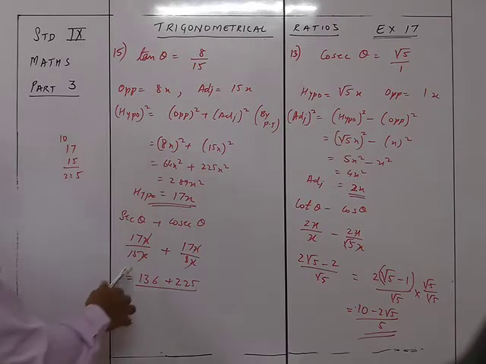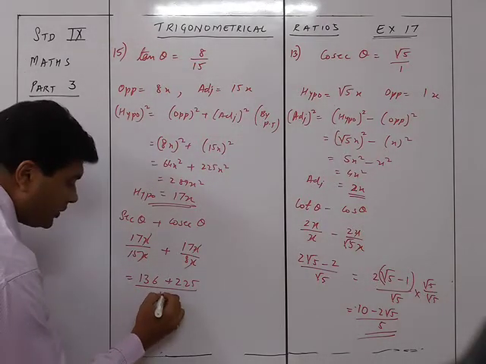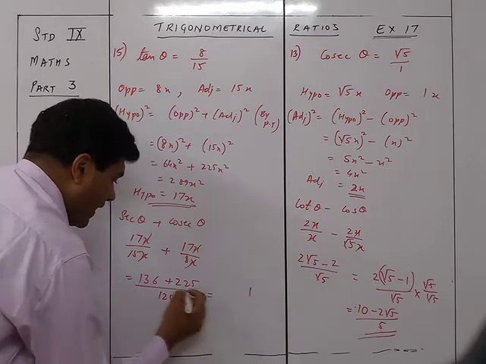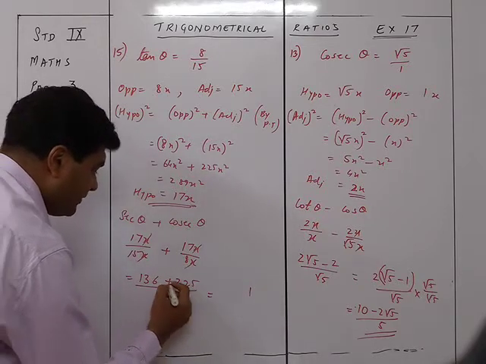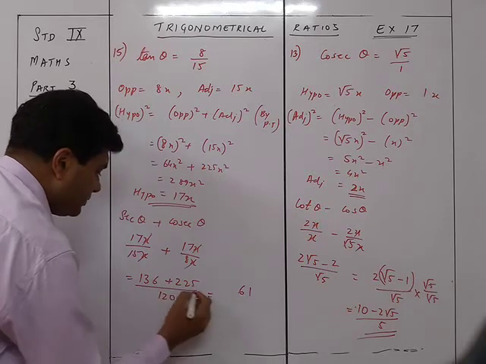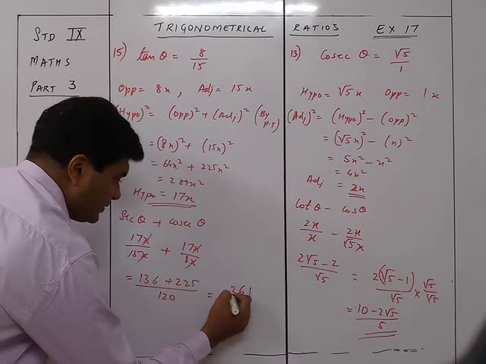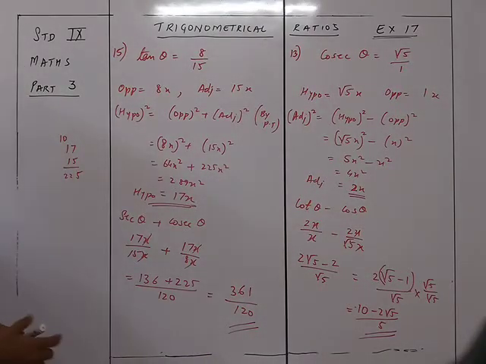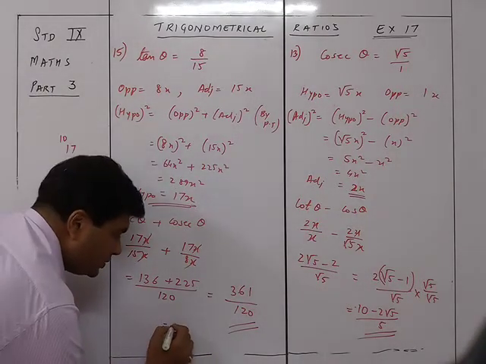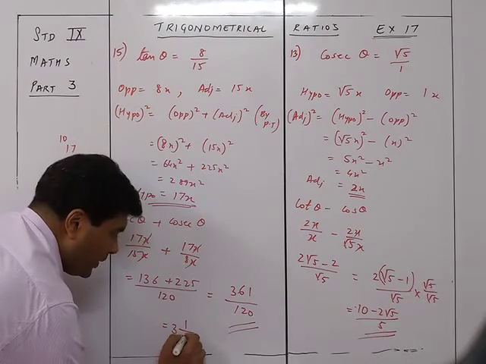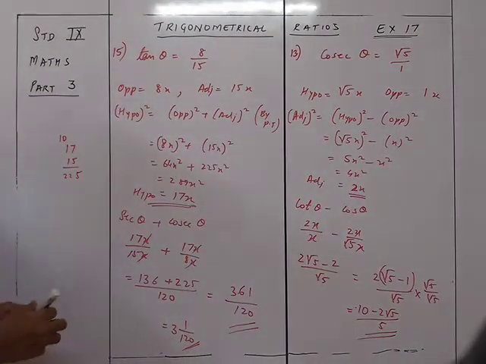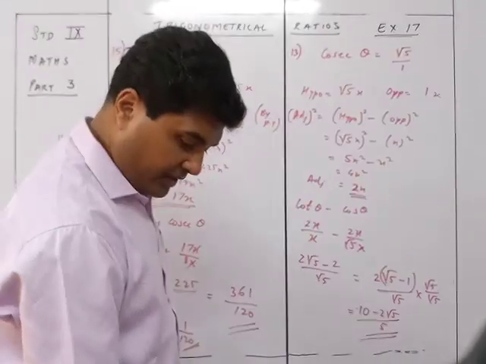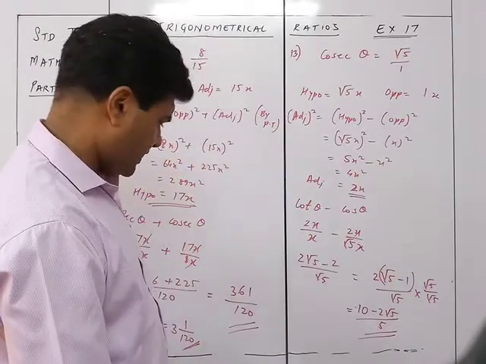15 eights are 120. So that will give you the answer as 361 upon 120. Okay, so it will be equal to 3 1 upon 120. That is sum number 15. Sum number 15 is 3 1 upon 120.